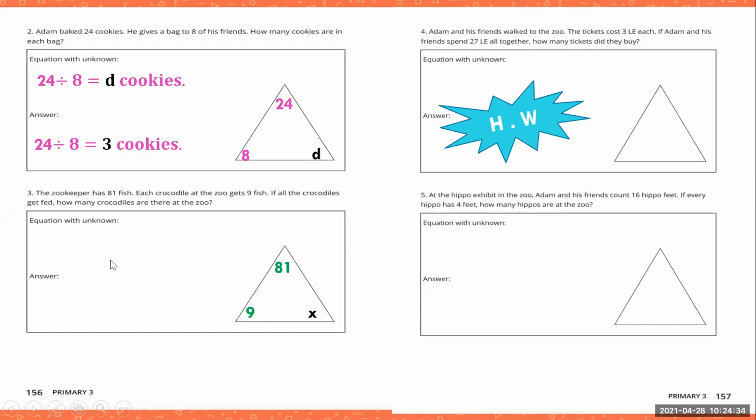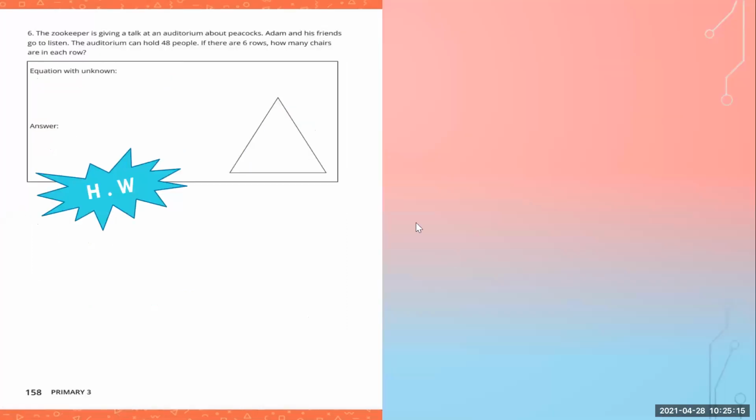Excellent. So my equation will be 81 divided by 9 equals X. I don't know X. I will ask myself, 9 times what will give me 81? 9 times 9 will give me 81. So X here equals 9. Okay. By the same way, you can solve these problems.